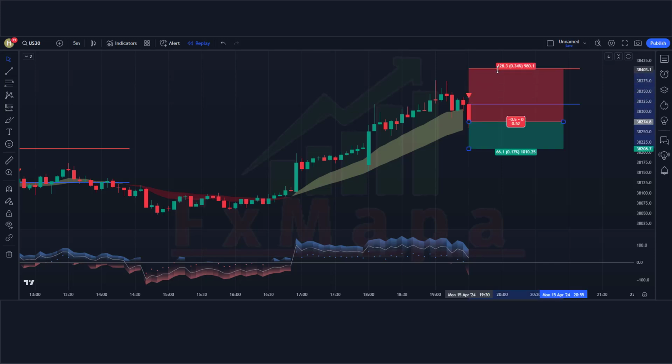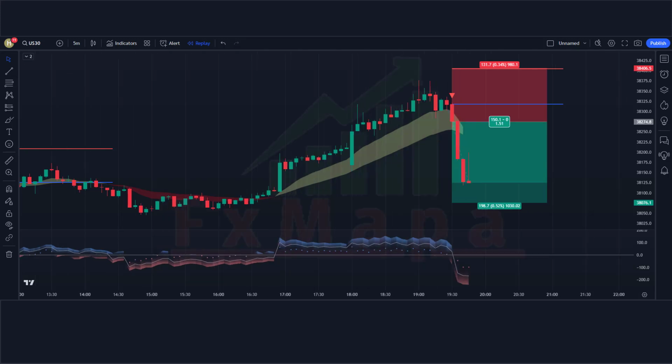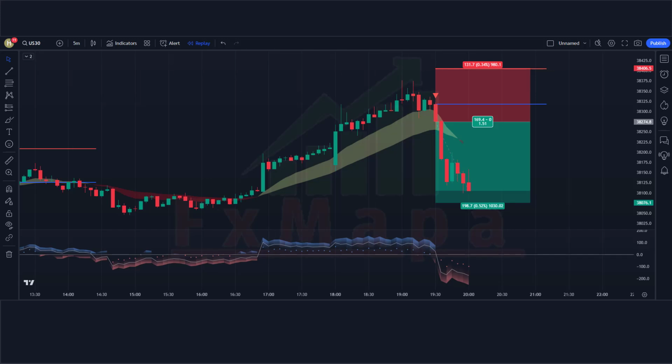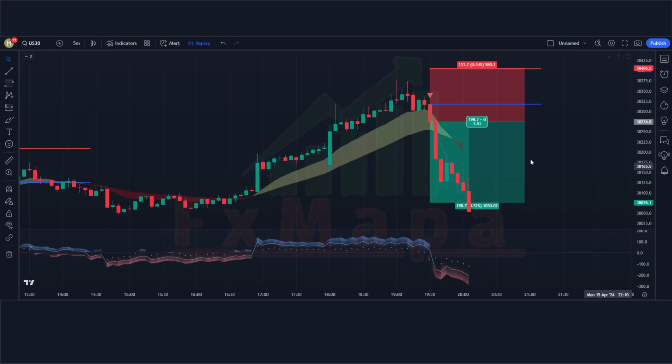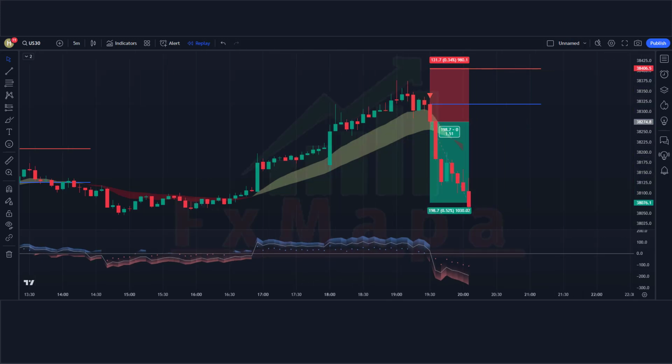Our stop loss will be placed at the K's reversal indicator's exit level, and the risk to reward ratio will be 1:1.5. Let's see what happens to our trade. Our trade is running in profit. We have won the trade. Wait for the next signal.